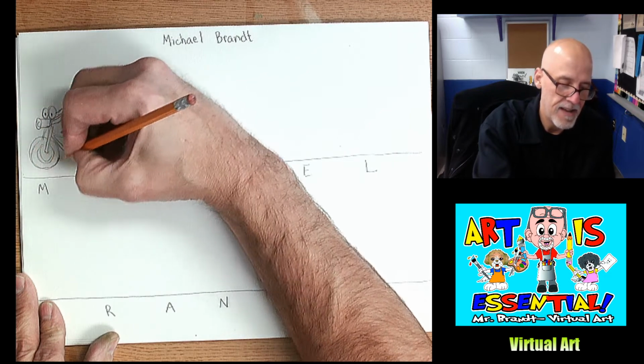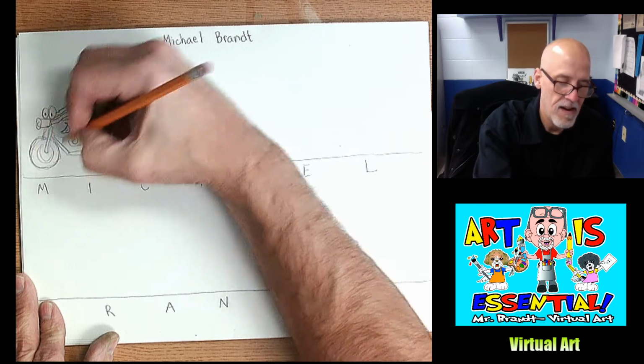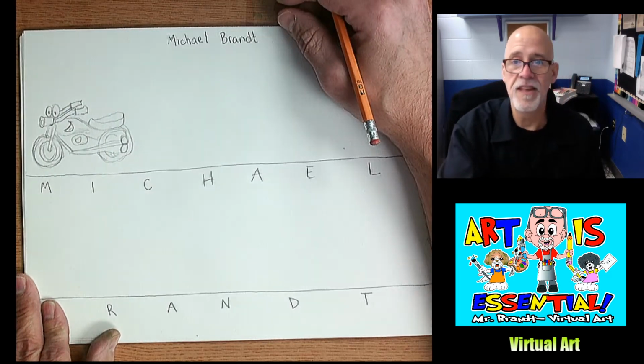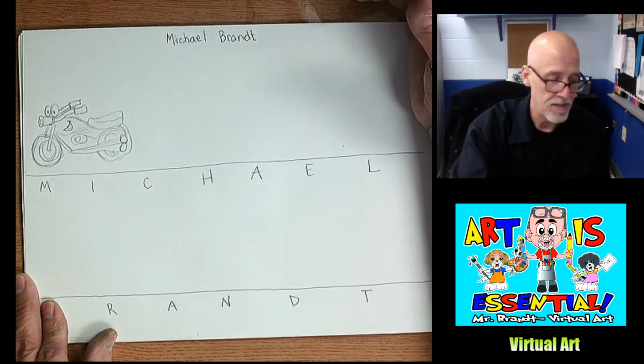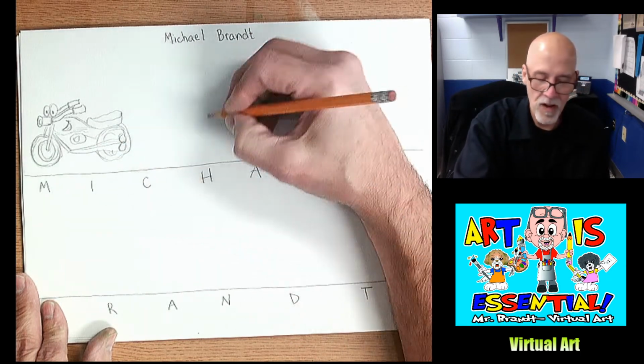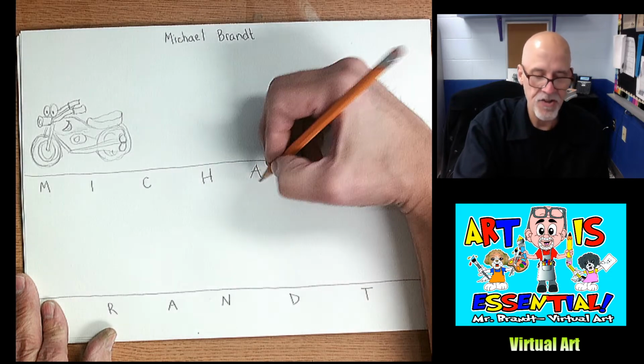Maybe I want to make that a little bigger here. And you're going to take your time and do that. So maybe the M is a motorcycle. And then I've got to think of what could be an I, and I'm going to draw that in. What could be the C and the H and the A.